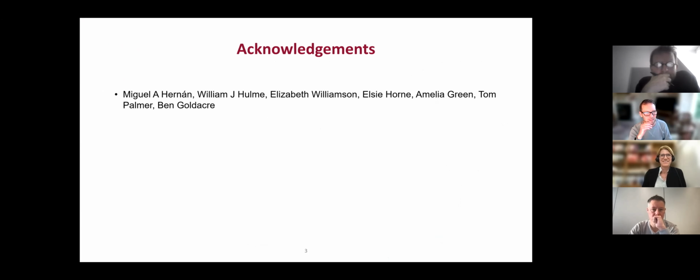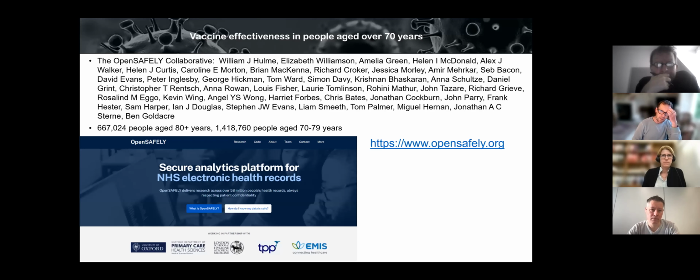So this is work in particular with Miguel Hernán, Will Hulme, Elsie Horne, Millie Green, Tom Palmer, and Ben Goldacre, both on the methods, but also on the applied example I'm going to be showing you. The work we've done is using data from the OpenSAFELY Trusted Research Environment, which was established extremely rapidly in response to the pandemic, and it operates inside the data systems for England's two major primary care electronic health record providers, TPP and EMIS.